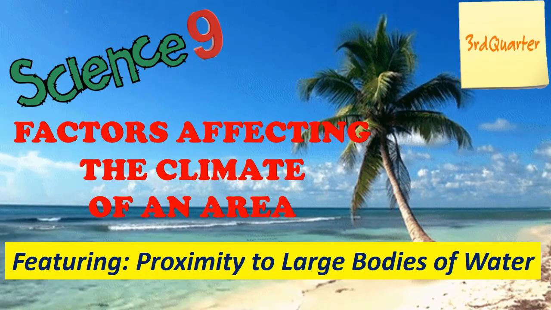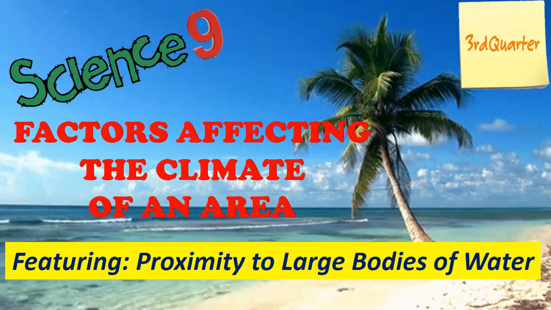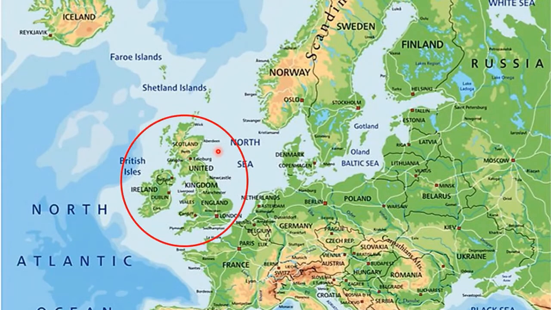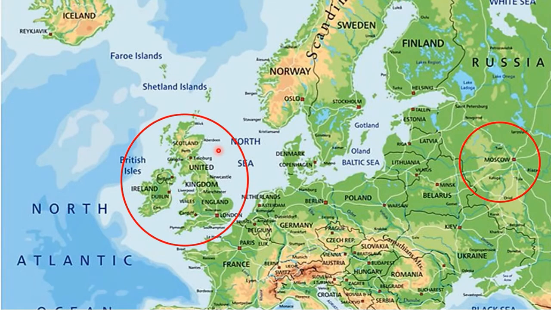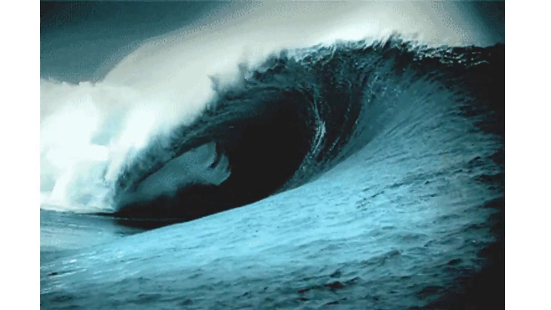Let's proceed now to the second factor affecting the climate of an area: the proximity to large bodies of water. Look at this picture. It shows the tip of the British Isles and the part of Russia near Moscow. Being in the temperate region, both places are on the same latitude and have 4 seasons. But how come the northern tip of the British Isles has a more moderate climate than the part of Russia near Moscow? It is because of the neighboring bodies of water of the tip of the British Isles.